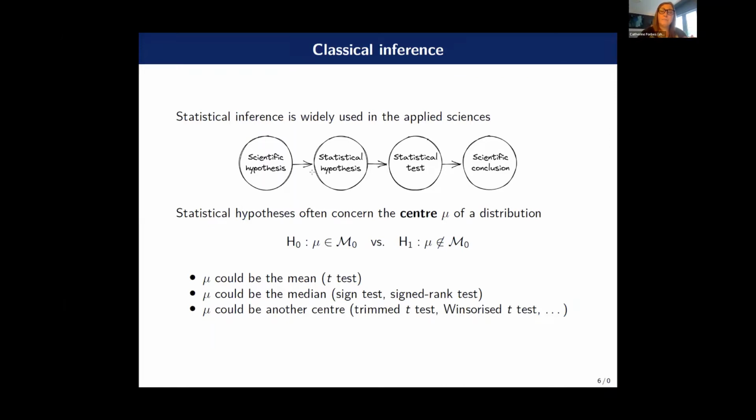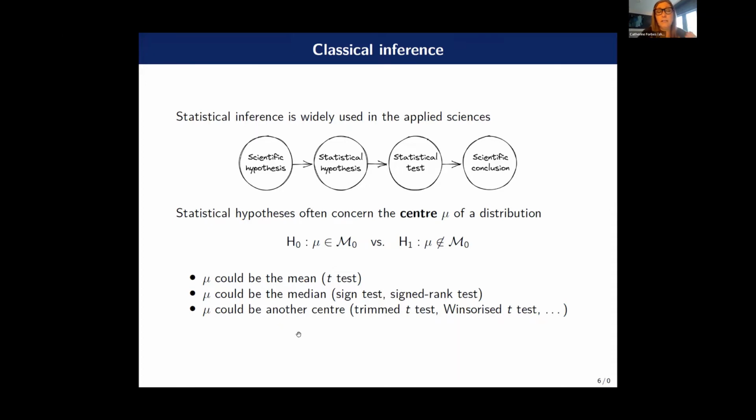However, I want to restrict to just the consideration of hypotheses around the center of a distribution, and we'll call that center mu, say. And you might think mu could be a mean, in which case you would translate your scientific hypothesis from the center of a distribution in some context to formally the mean of the population in your statistical hypothesis, undertake a t-test, draw a conclusion from the t-test, and translate that back to the center of the distribution in the context of the scientific study.